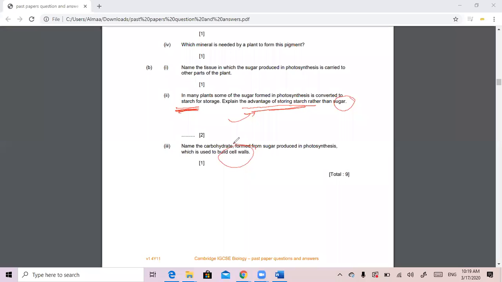Shahd, you can answer. Sorry, no problem. If you have mistakes, no problem. But you participate with me, no problem to participate. Starch is insoluble, so it will not disturb the osmotic balance between the mesophyll cells. Thanks. I want another participation. Thanks, Shahd.